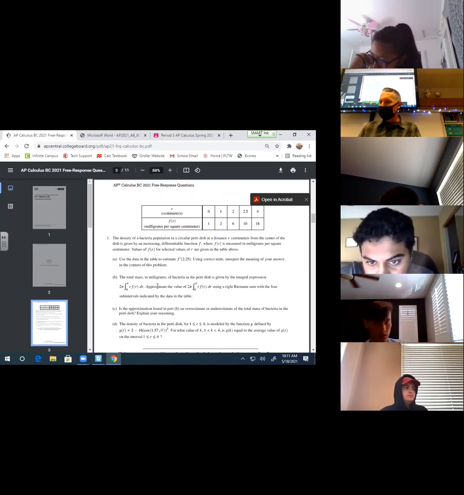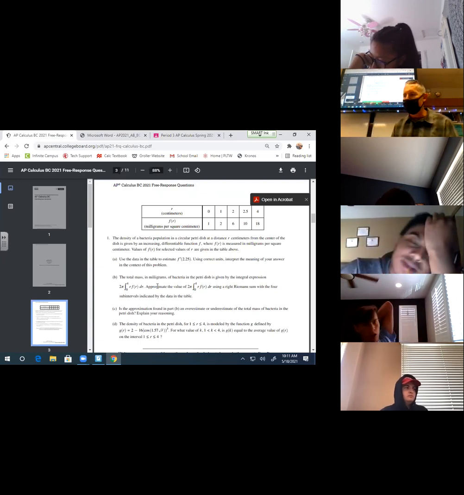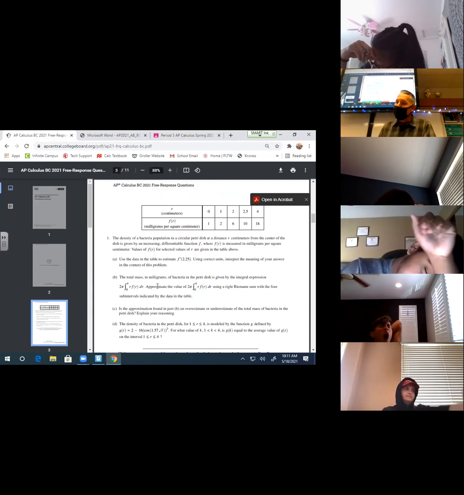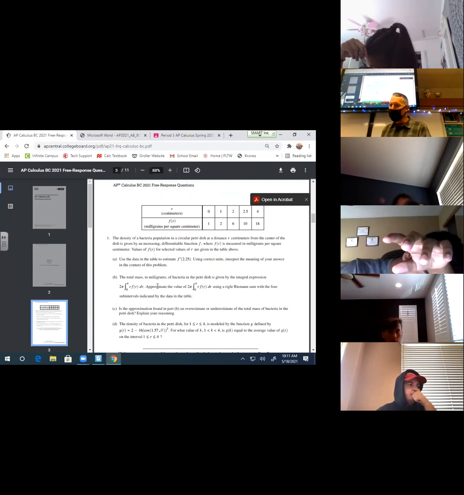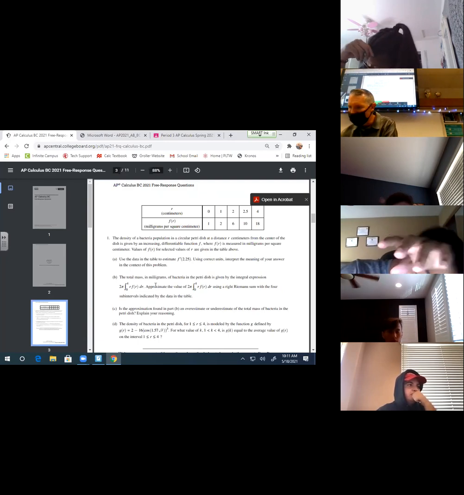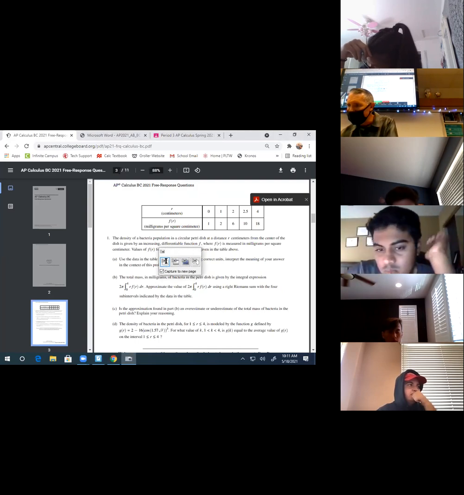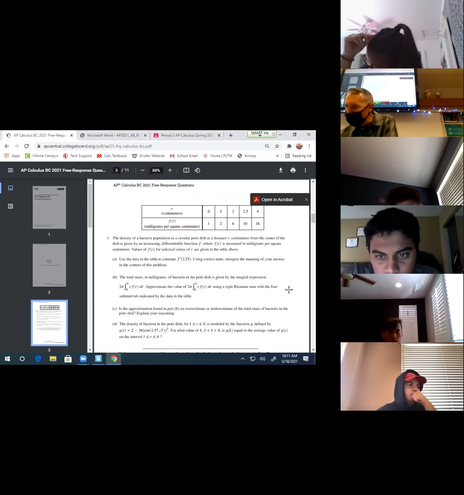So then it says the total mass in milligrams of bacteria in the petri dish is given by the integral expression 2 pi times the integral from 0 to 4 of R times F of R dr. Approximate the value of that using a right Riemann sum with 4 subintervals. Okay, so let me go ahead and take a picture of this, and then I'll work this out for you.